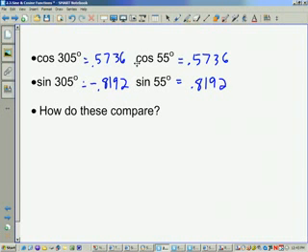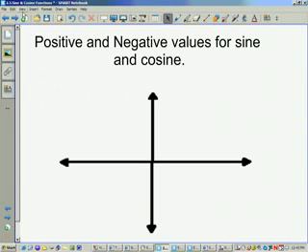Now, not to beat this point over your heads, but the reference angle is so important because the sine of the reference angle is the same as the sine of the regular angle, but sometimes it's negative and sometimes it's exactly the same. Now let's see where we can find positive and negative values for sine.